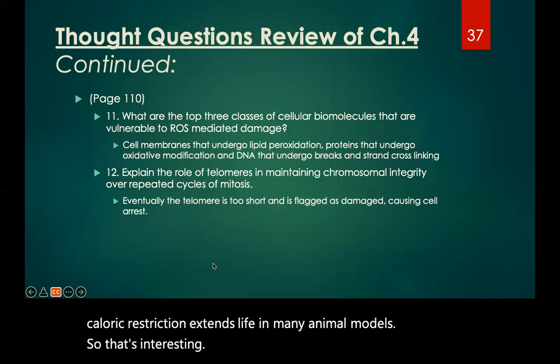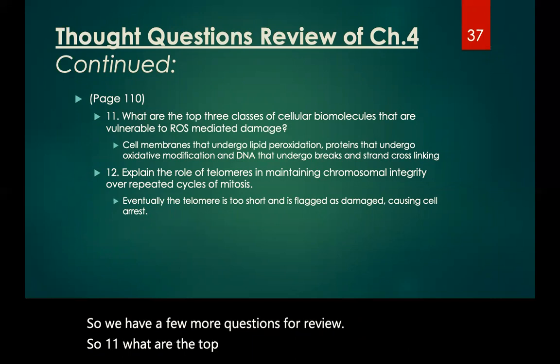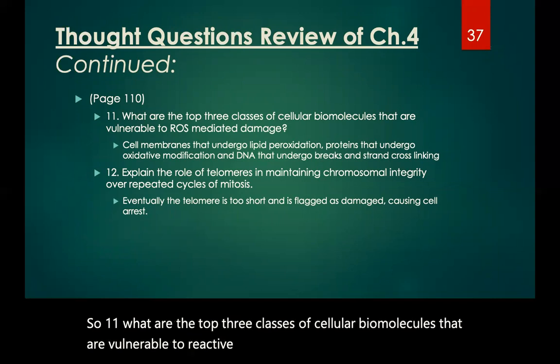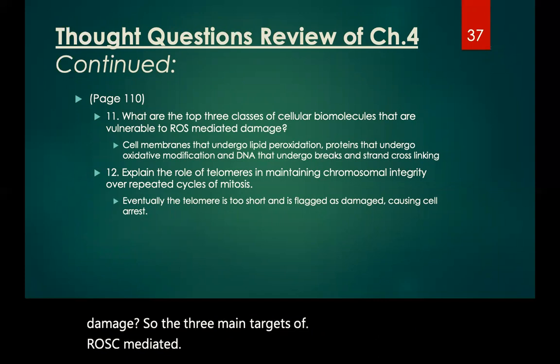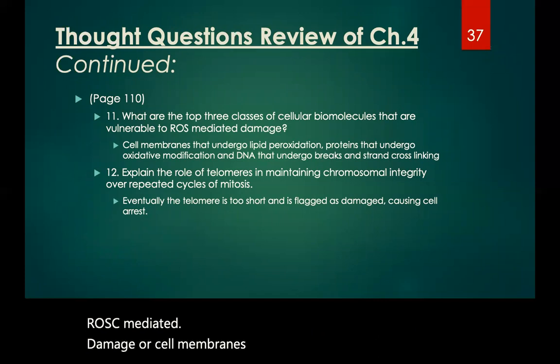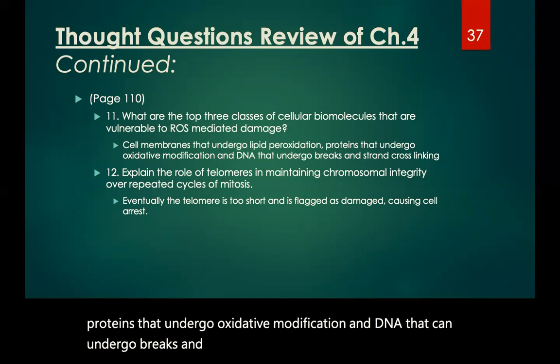Okay, so we have a few more questions for review. Number 11, what are the top 3 classes of cellular biomolecules that are vulnerable to reactive oxygen species, or ROS, mediated damage? So the 3 main targets of ROS mediated damage are cell membranes that undergo lipid peroxidation, proteins that undergo oxidative modification, and DNA that can undergo breaks and strand cross-linking.